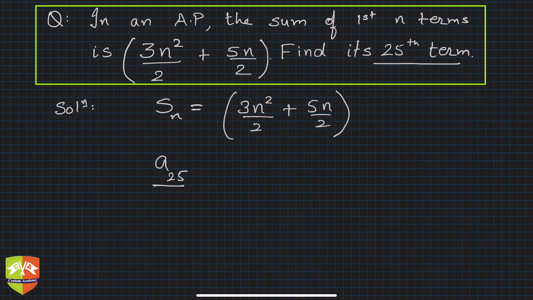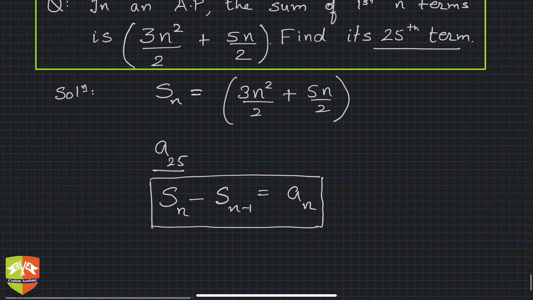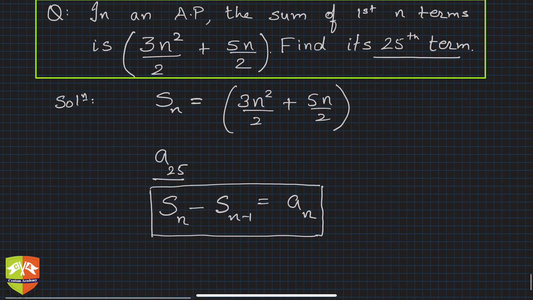Now, if you remember, we had discussed while discussing the sum of n terms of an AP that in any AP, Sn minus Sn minus 1 is An. This is one of the results which we obtained while analyzing the sum of n terms of an AP. Correct? So we are going to use this concept in this question.